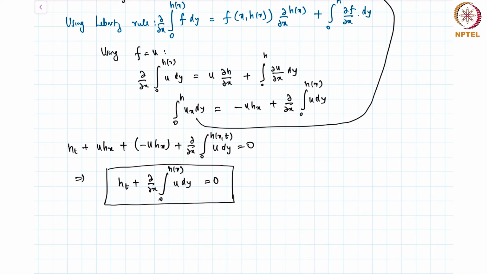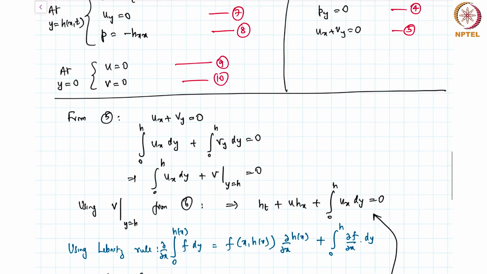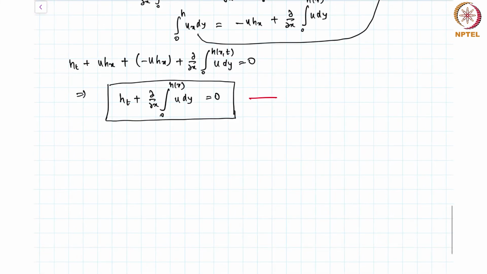This will give it a label. Our last label was, I think, equation 10. So we'll give this a label as 11. Okay.